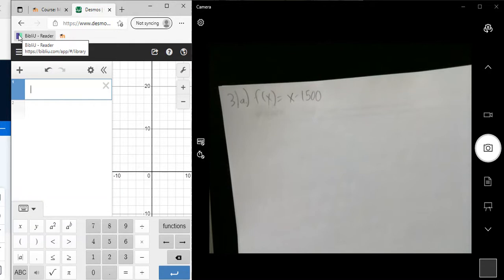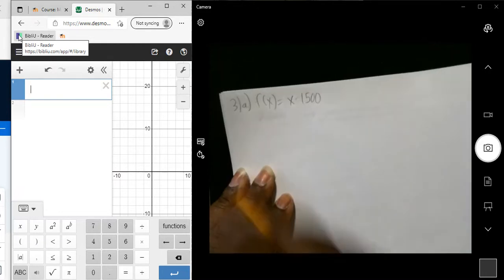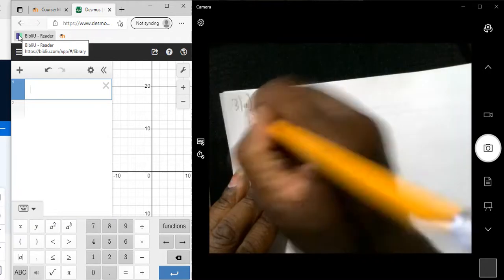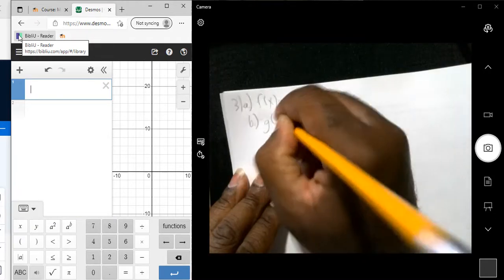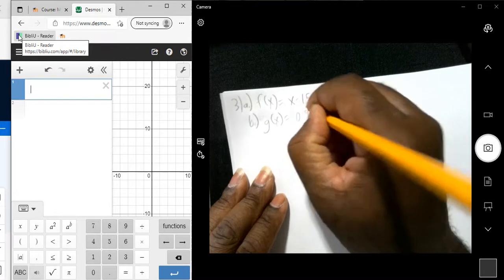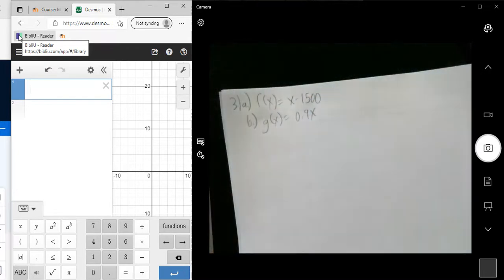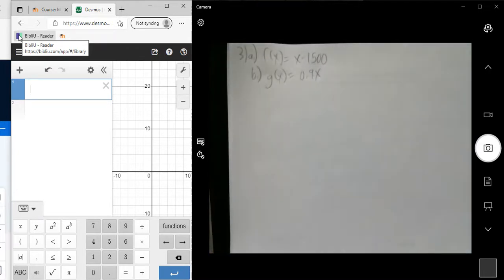Now it says for B, if g of x represents the price of the car after the 10% discount, determine a rule for g of x. So this represents after the 10% discount. So g of x is equal to 0.9x, because if you have a 10% discount, that means you're only paying 90% of what the car is worth. Okay, C.